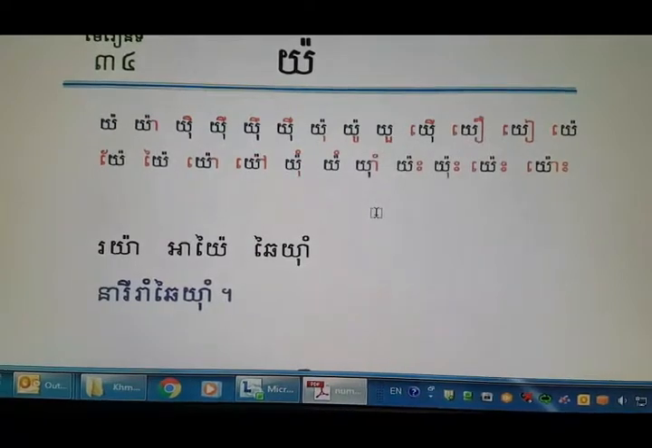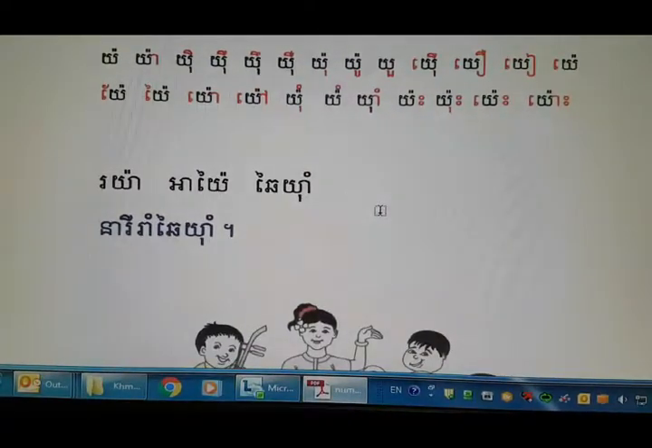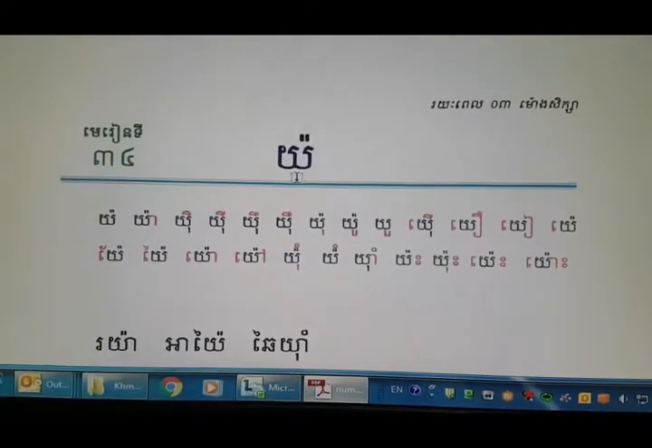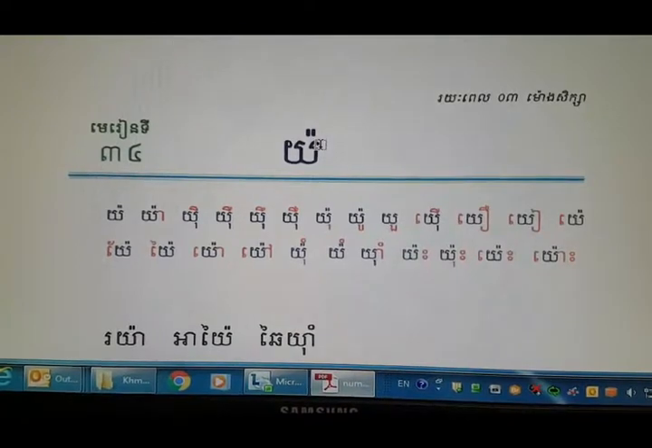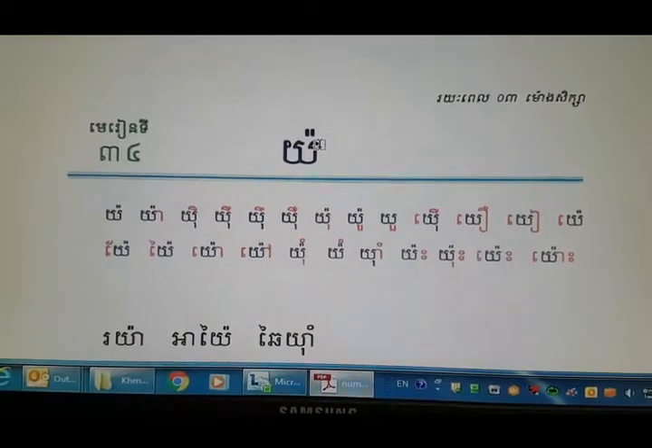Okay. Here the yo sound. Yo is an o sound, right? Here. Yo. But when you put this little dot, it becomes yaw. Become yaw sound.